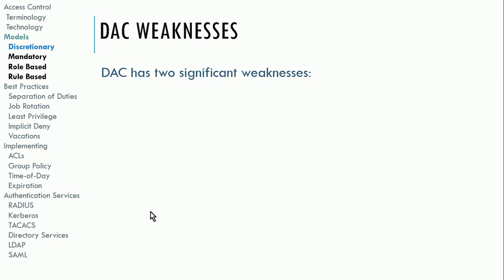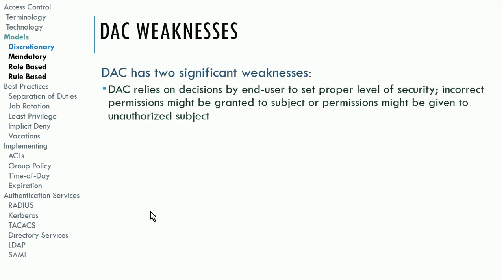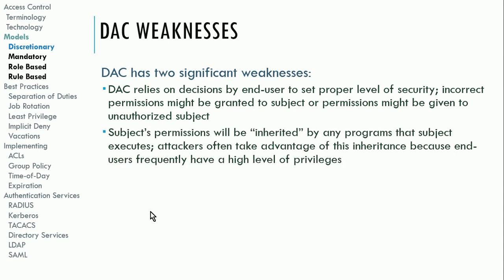So the weakness with discretionary access control is it relies on decisions from the end user, or the person who created that file, who may not be in the best position to make those decisions. Permissions can also be inherited by any programs that the subject executes. So attackers can often take advantage of inheritance because end users frequently have a high level of privileges.